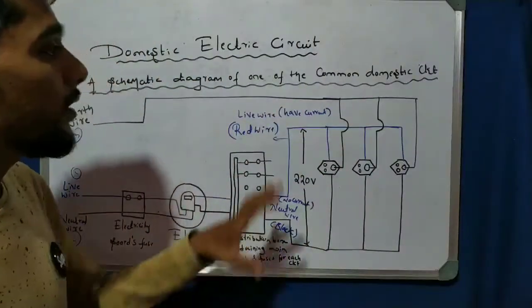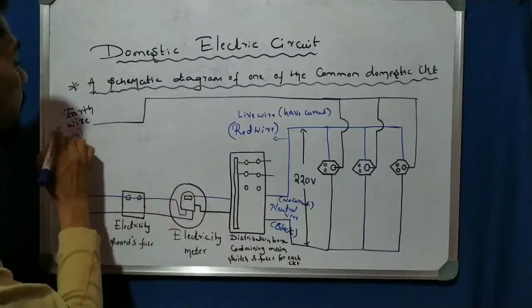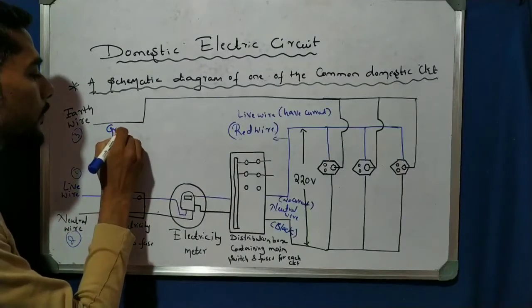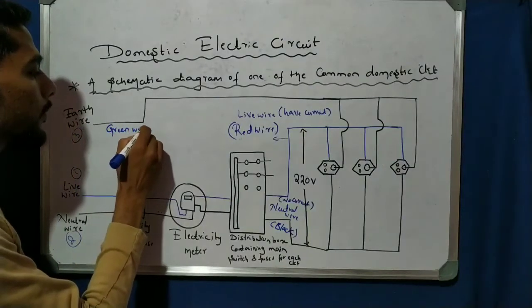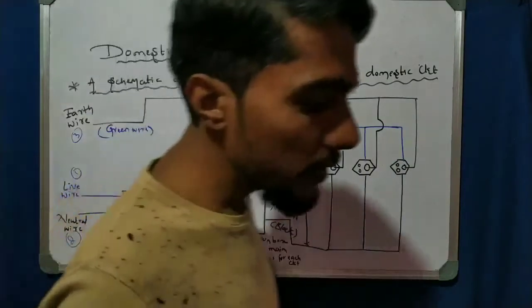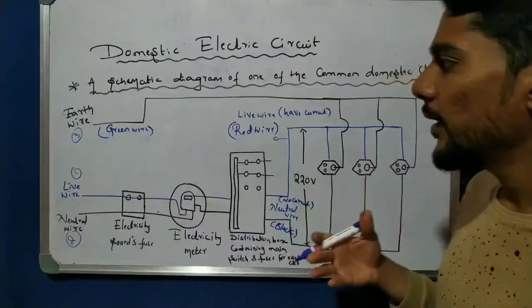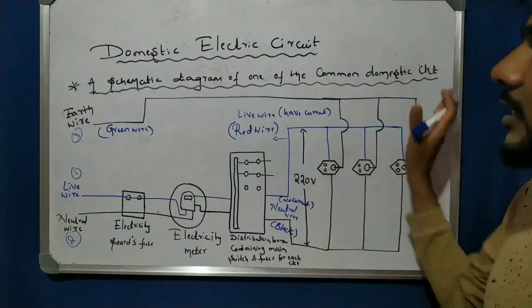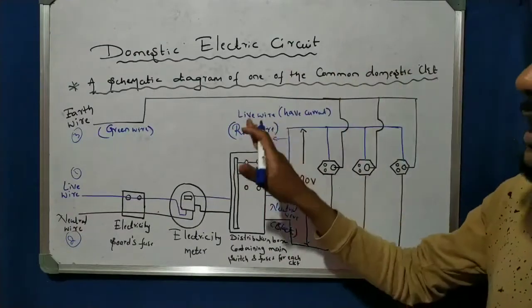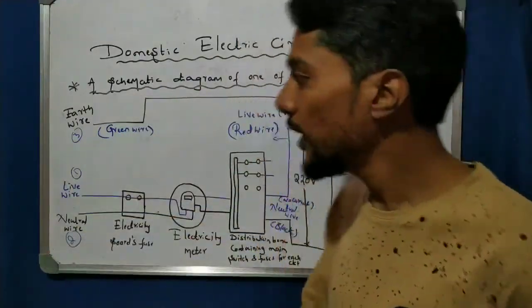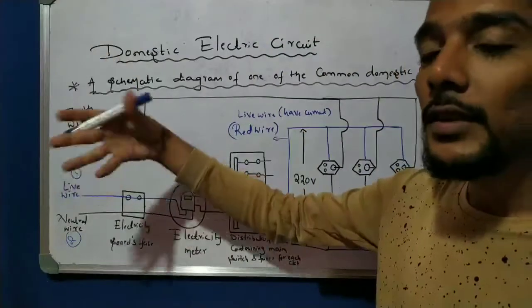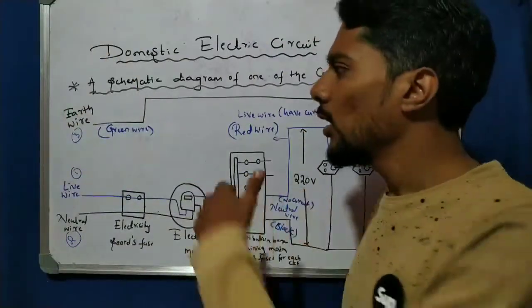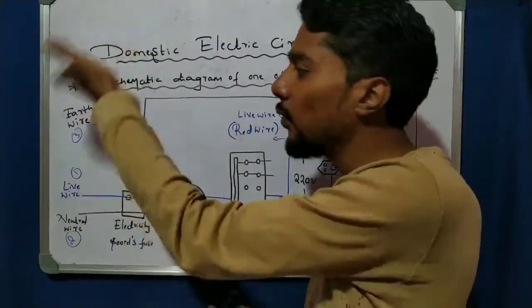After neutral, the third wire is called the earth, and it is green in color. The green wire is for earthing. There may be a sudden increase in the voltage. In that case, the excess amount of current can be sent to the earth wire, because the earth is a big conductor.